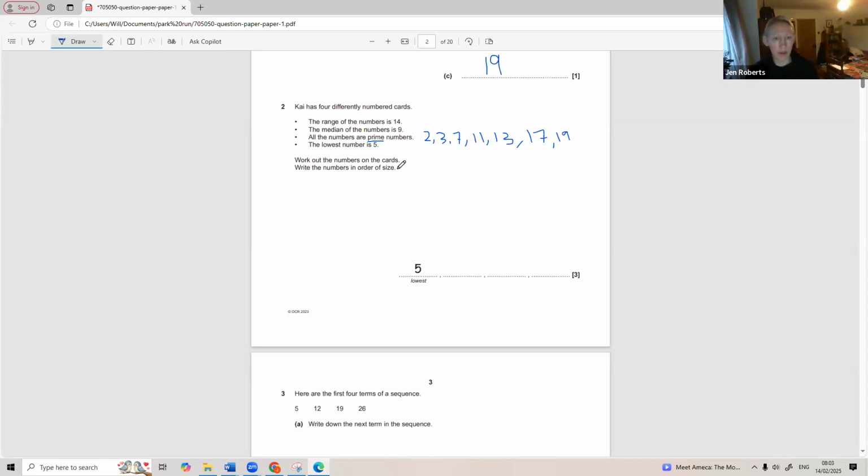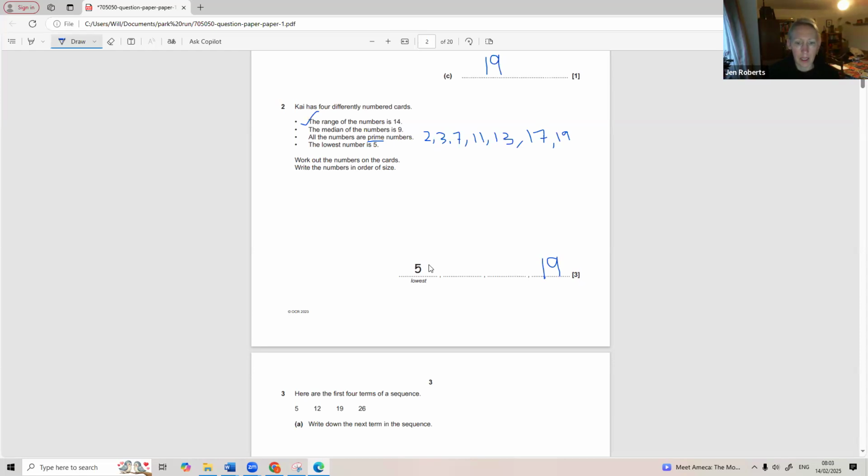Okay, so I'm going to deal with the range first of all. So the lowest number is 5. Find the range, it's the biggest number, take away the smallest number. Okay, so if we just add 14 to 5, we get 19. Yes, 19 is a prime number. 19 take away 5 is 14. So we've sorted that bit out.